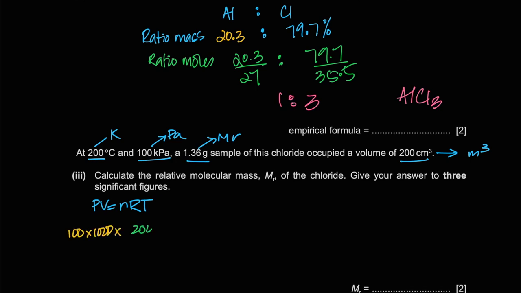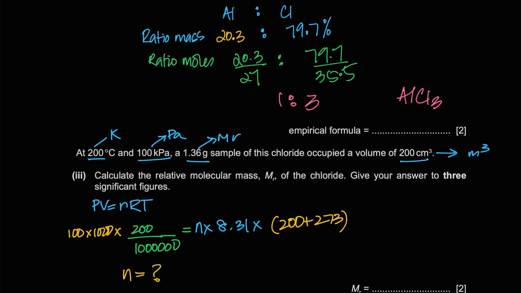Volume is 200 over 10 to the power of 6. That's 6 zeros. Equals number of moles N, times 8.31, times temperature, which is 200 plus 273, which is 473. So you solve for N here.